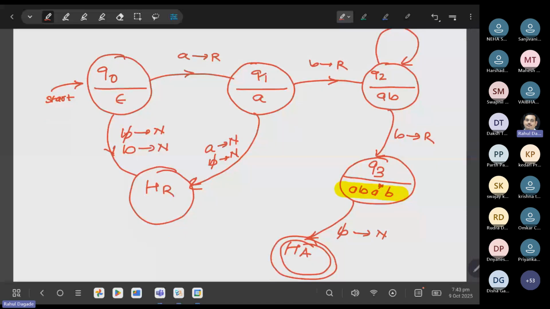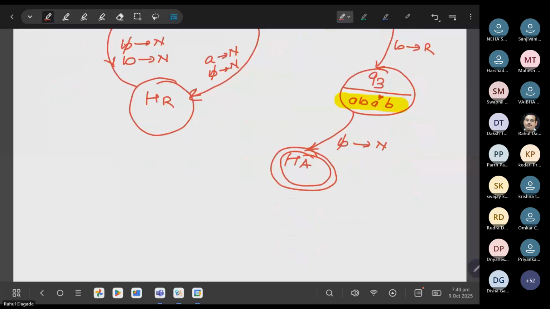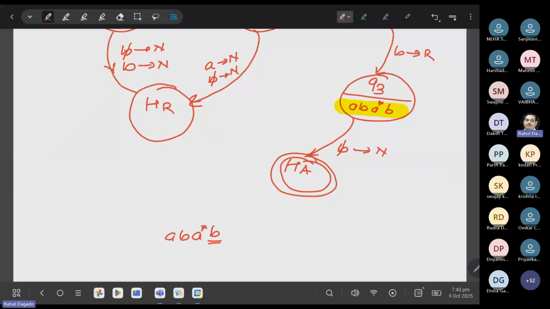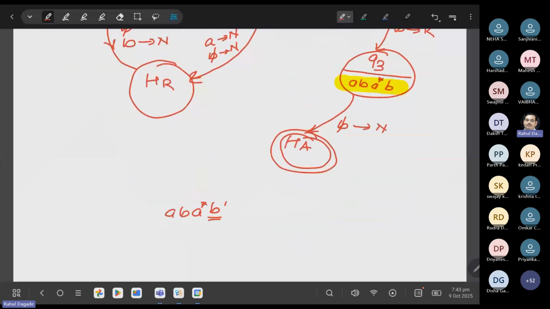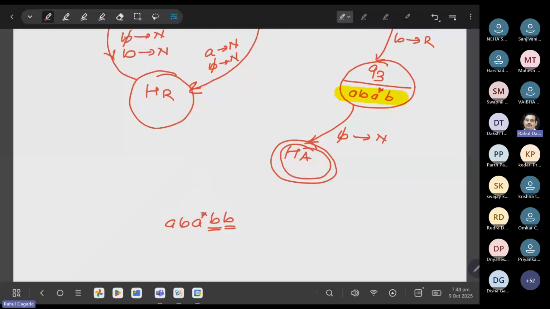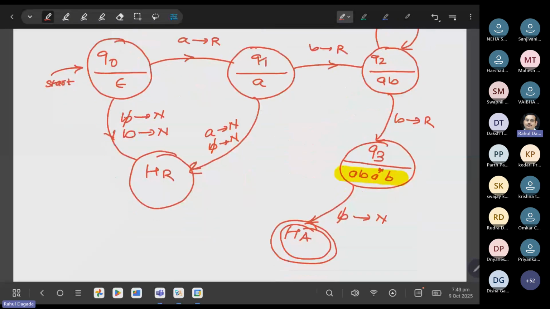अब Q3 स्टेट में अगर मुझे A मिला और B मिला तो क्या होगा? For example, AB A star B, it should end with B. तो मेरे पास already B मिलके आया है, तो B के बाद अगर फिर से B आता है, तो this string will be rejected. Okay, so here if I get a B in this state, then this string should be rejected.